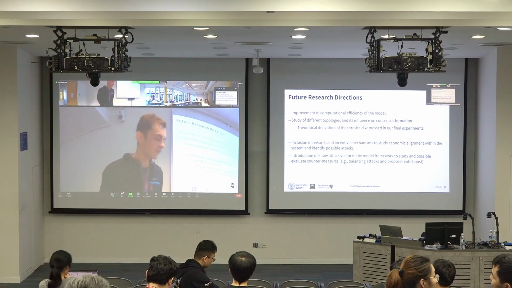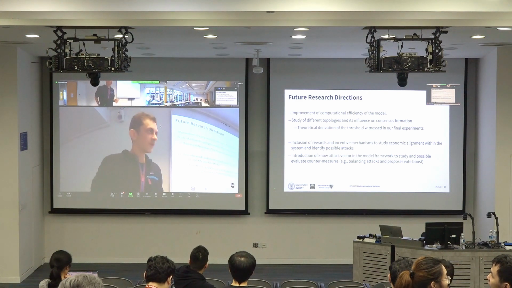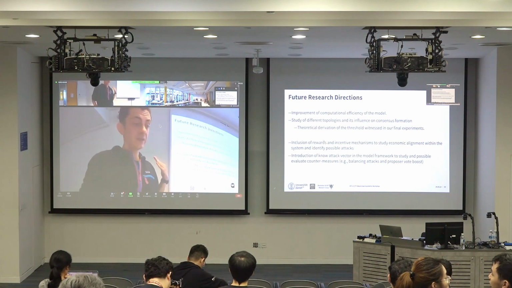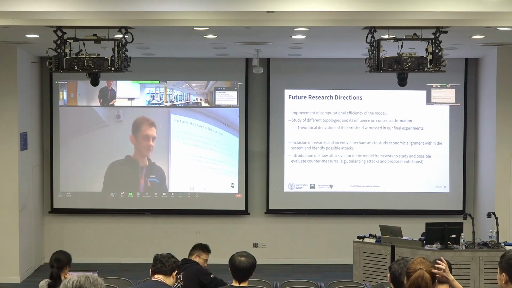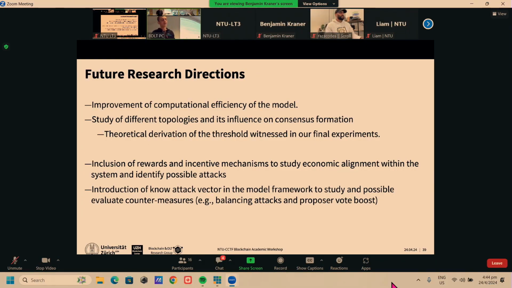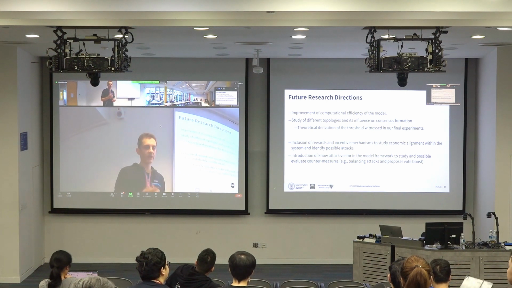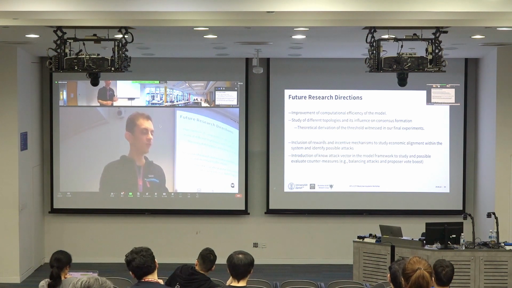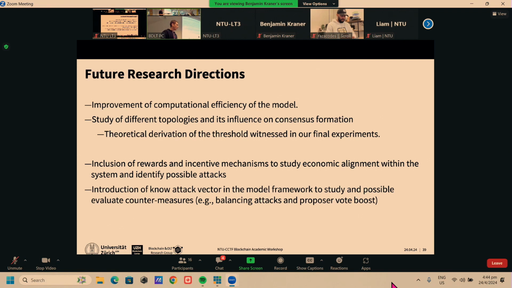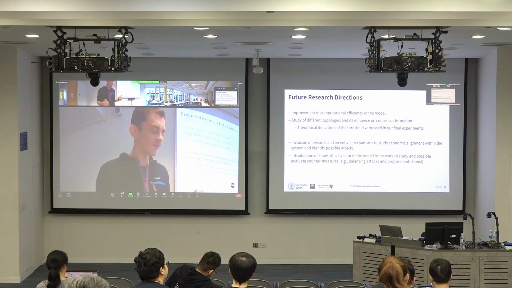Finally, for future work, it would be good if we could improve the computational efficiency of these models and study different topologies and the influence they have on consensus formation, especially if we could provide a theoretical derivation of why we have such a threshold and phase transition at a given point. More generally, it would be very interesting to include the whole incentive structure of Ethereum and study what happens in some theoretical settings. Is there a skew towards certain validators? Does the place inside the topology of the network play a role for how many rewards I get? How well can I extract Ethereum from the system?